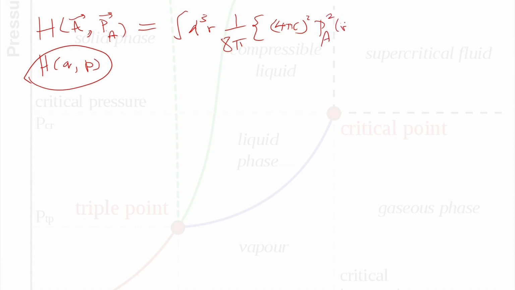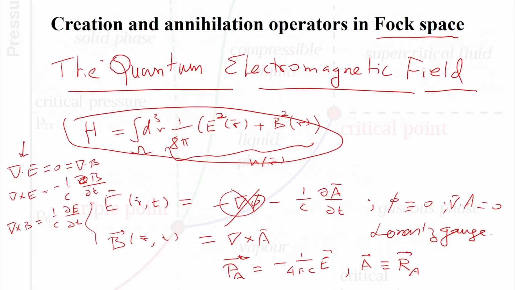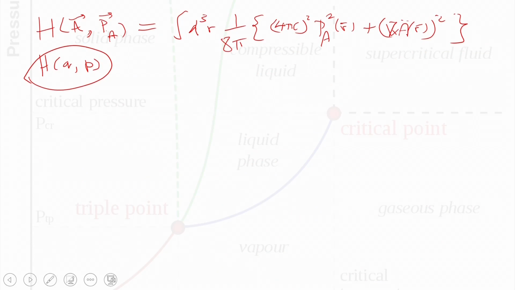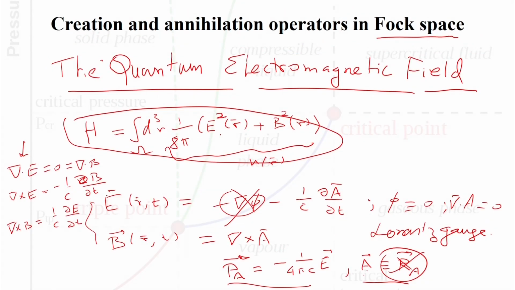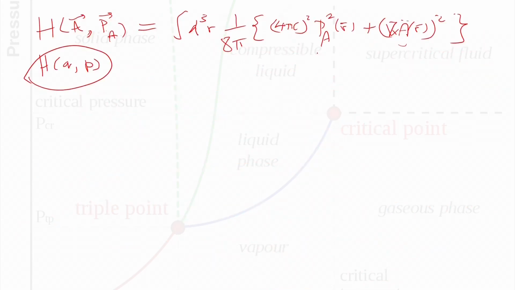P_A squared plus... Okay, where does this come from? It just comes from taking the definition of P_A and R_A. I am not even using this, just retain this as it is. B squared is just curl of A squared. I have retained that as it is. So that is just B squared. It is just that I have written E squared in terms of P_A. So this is position, this is momentum.